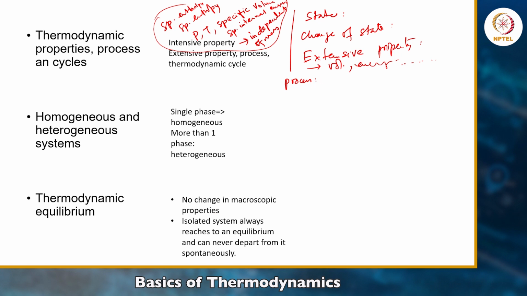Process: when changing state, the path is defined, it is called a process. For example, constant pressure process, constant volume process. Cycle: a series of state changes where the final and initial states are identical. For example, one process is happening from 1 to 2 and then 2 to 1. So this is a cyclic process. The process starts from 1 to 2, again it returns back to 1, so it's called a cyclic process.